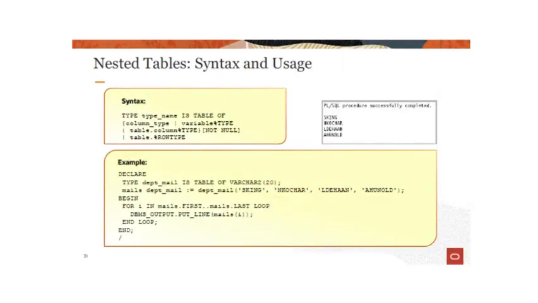You see the syntax for creating nested tables and usage of the nested tables. In the example, a nested table type, department_mail, is created. The nested table will hold data of type varchar2. A variable mails of type department_mail is declared in the declare section. The nested table is initialized with values in the declare section. In the executable section, you retrieve these values with a for loop.